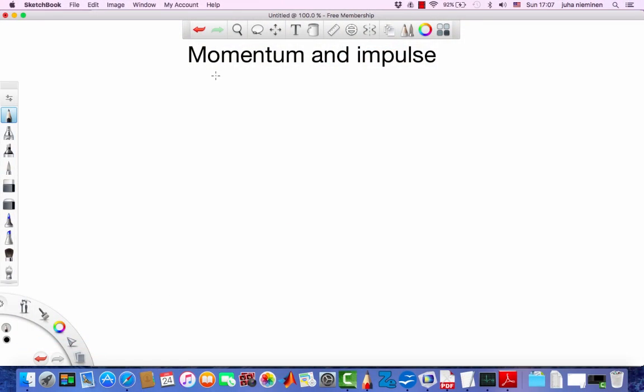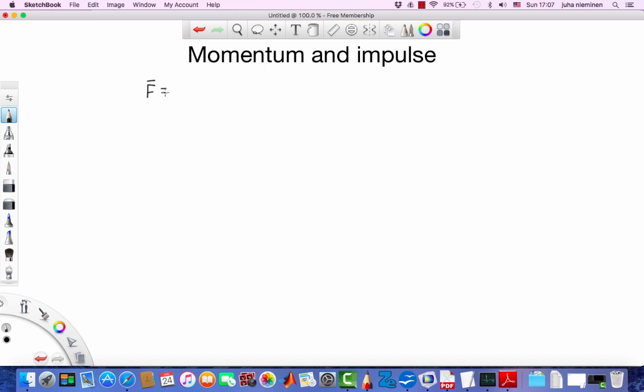Momentum is one of the cornerstones of mechanics, just like the energy principle and conservation of energy, for example. And they both originate from Newton's second law. So we'll start from there in this case as well to see what momentum is all about.